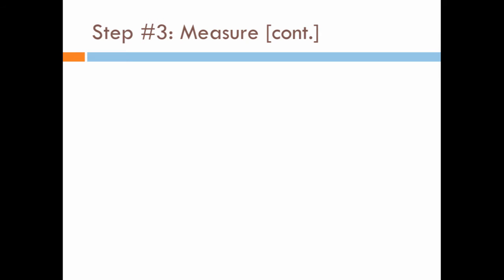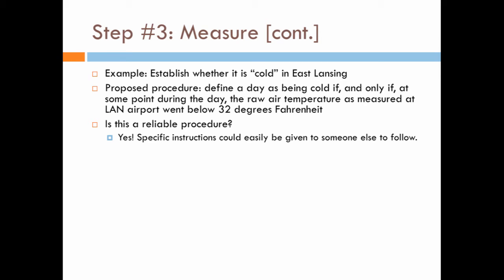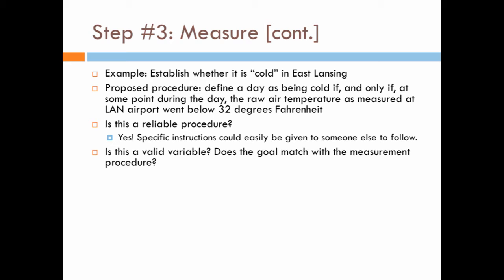Let's say we'd like to know whether or not it's cold in East Lansing. I'll propose that to answer this question, we define a day as being cold if and only if, at some point during the day, the raw air temperature as measured at the Lansing airport went below 32 degrees Fahrenheit. Is this a reliable procedure? Sure it is. With these specific instructions, anyone could conduct the same process, and we could repeat this with consistent results. But what about the variable's validity?